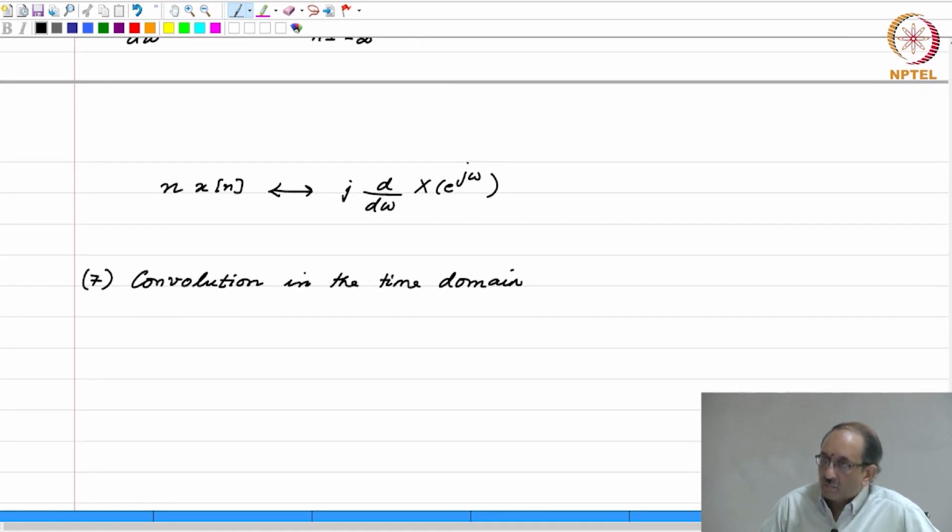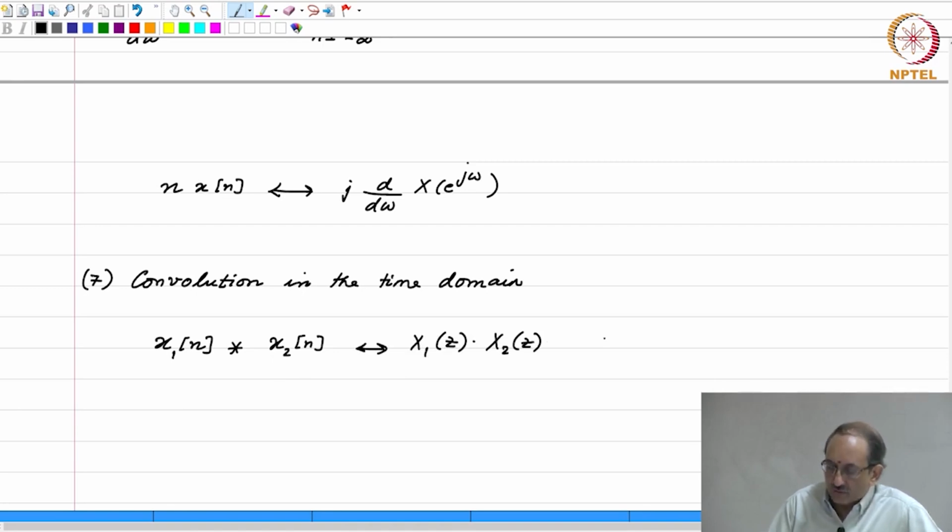So, next property has similarities to what is happening in the continuous time case. There, if you convolved two functions x1 of t and x2 of t, the corresponding transforms got multiplied. Exactly the same property holds here. Therefore, x1 of n convolved with x2 of n has z transform x1 of z times x2 of z with ROC at least as large as the intersection of ROC1 and ROC2.